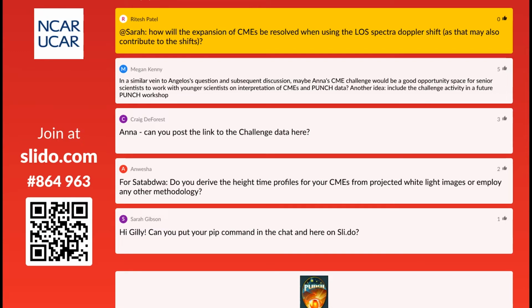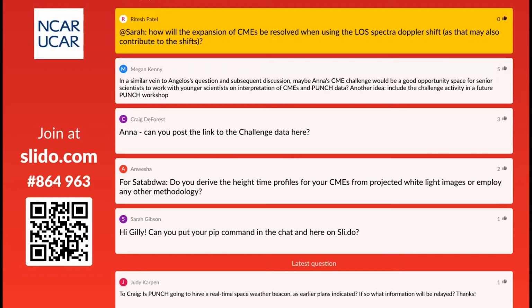Yeah. So I was wondering, since you were discussing that the Doppler shift can be used to see whether a CME is coming towards you or away from you, but at the same time it is also expanding. So if that is also contributing to those shifts, then how can that ambiguity be resolved?